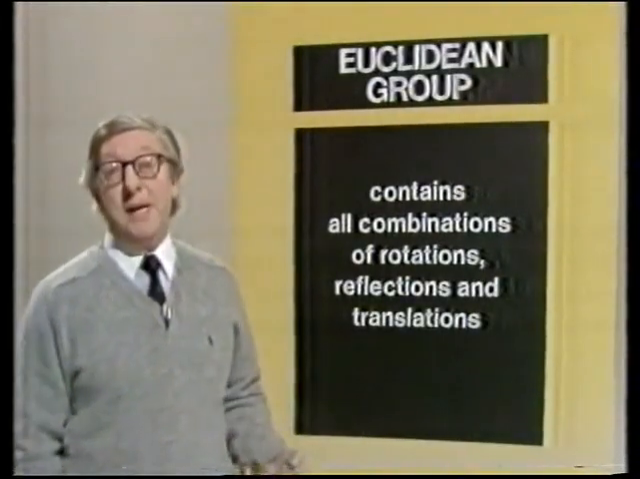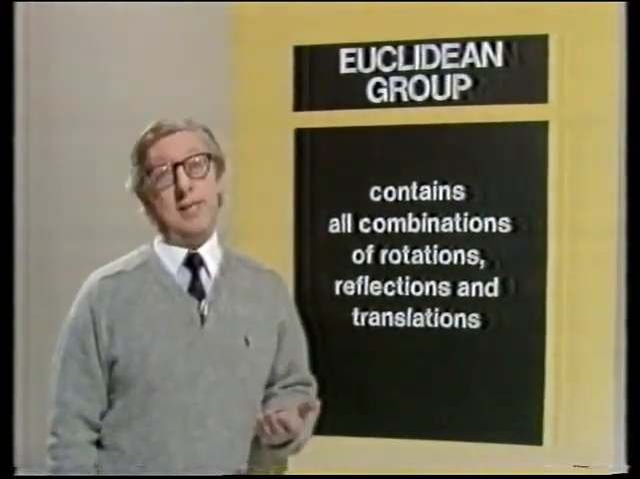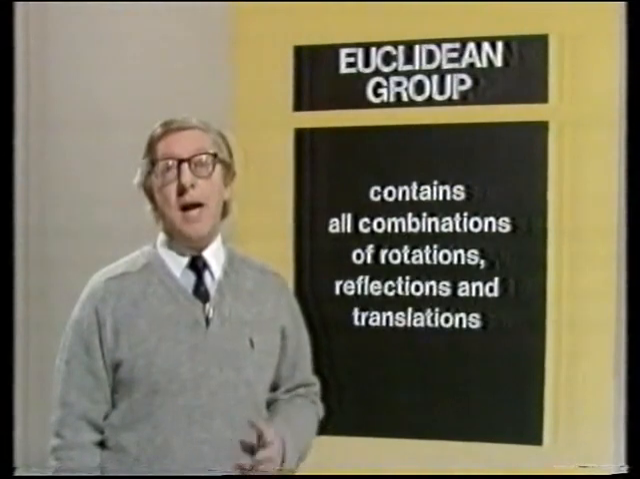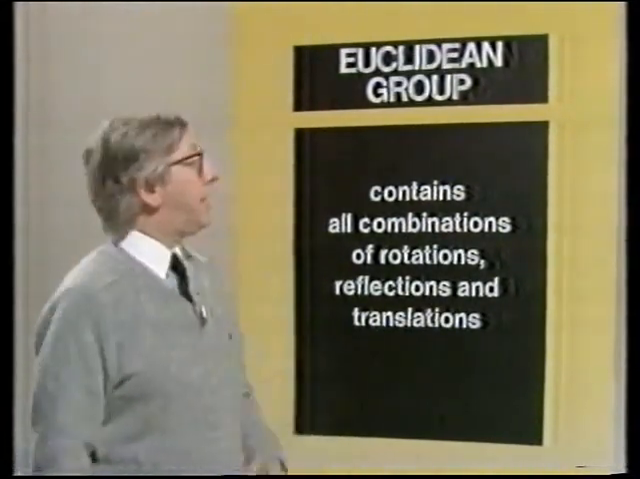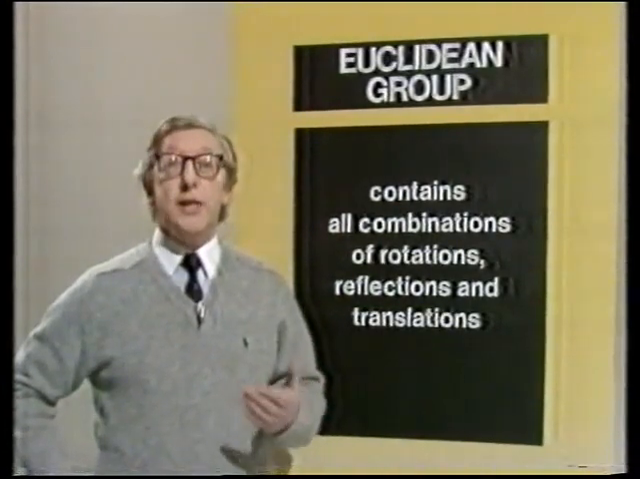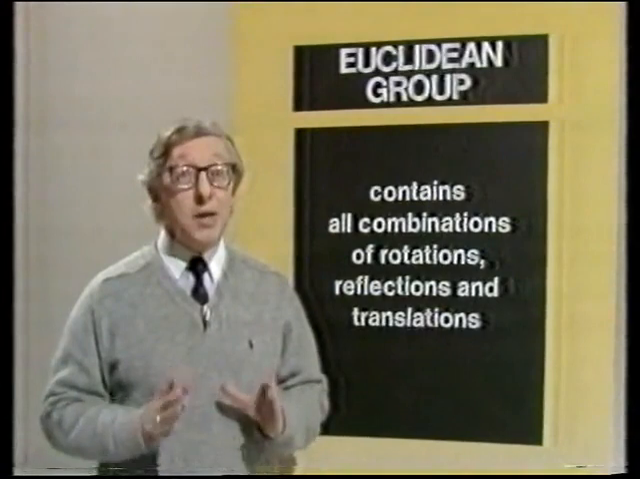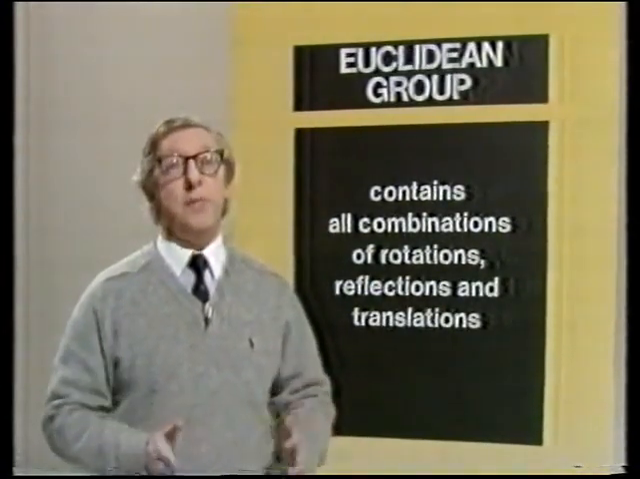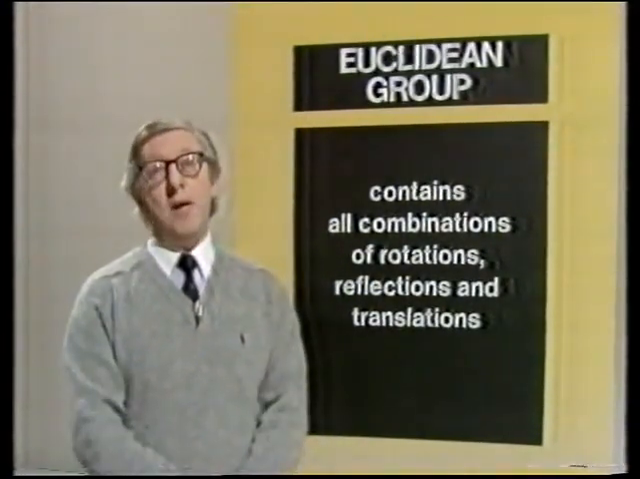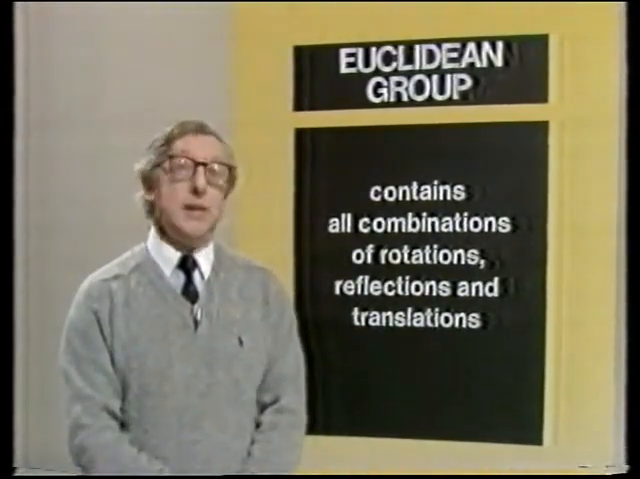Now, as you might expect, the set of all combinations of rotations, reflections, and translations also forms a group. And this group has a special name. It's called the Euclidean group. And it's given that name because Euclidean geometry is the study of those properties of shapes which are unchanged when you apply a transformation from the Euclidean group. Of course, that's a vast subject in its own right, and it's the sort of thing you might go on to study at second level.